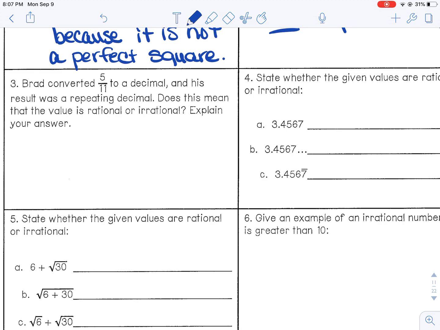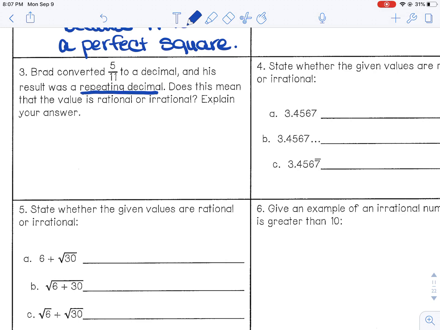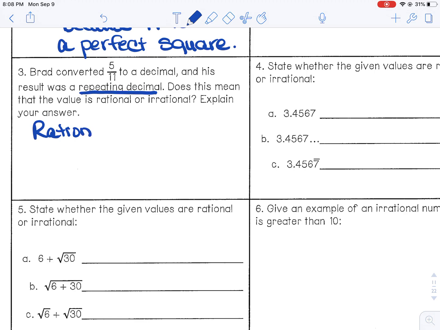Number 3, Brad converted 5/11ths to a decimal. The result was a repeating decimal. Does that mean that the value is rational or irrational? So 5/11, repeating decimal. Look at your notes. Is it rational or is it irrational? I hope you said that it is rational, and it is rational because it's in fraction form and it's a repeating decimal.